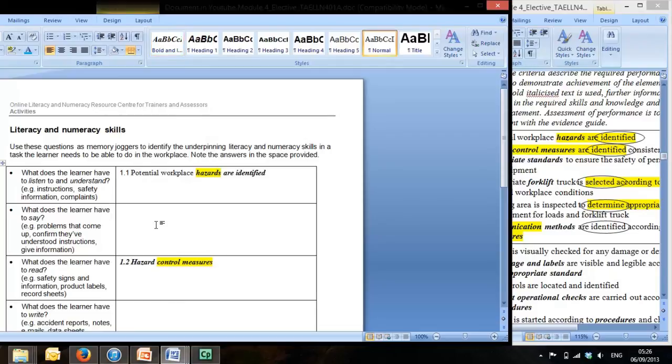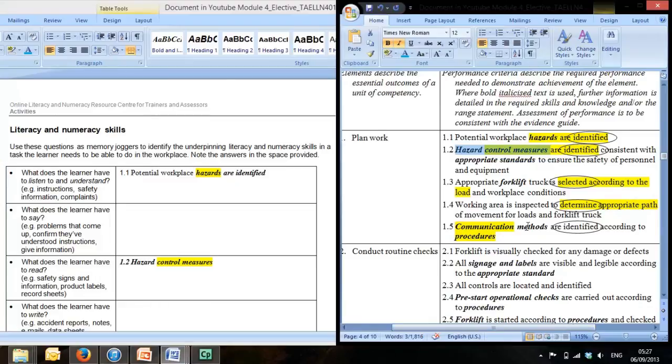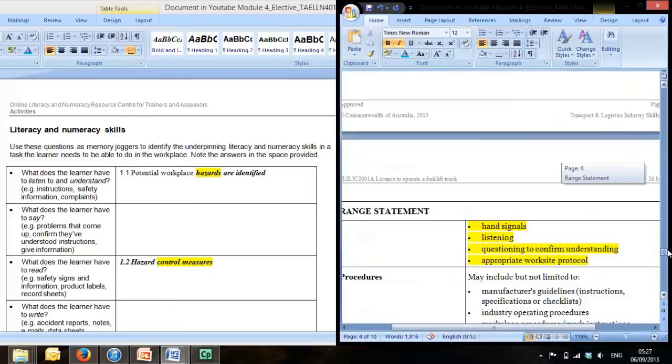What does the learner have to say? Okay, so if they need to communicate any problems, they need to communicate that they understand instructions. Let's have a look. Communication methods are identified according to procedures. Well, even though communication isn't circled, it's not a verb, we know that one of the core skills is oral communication, and because that's bold and italicized, we can go back again to the range statement. So we'll scroll down. There we are.